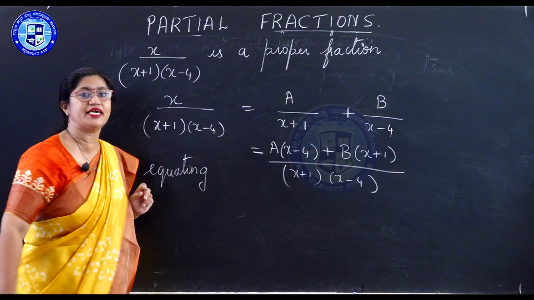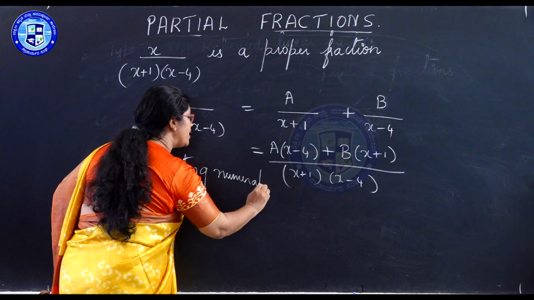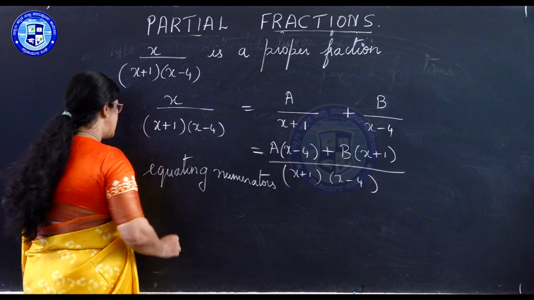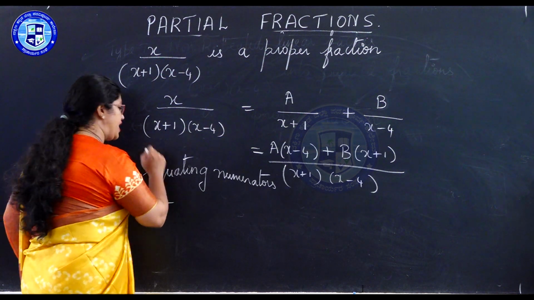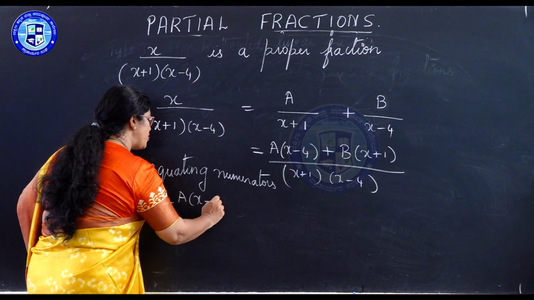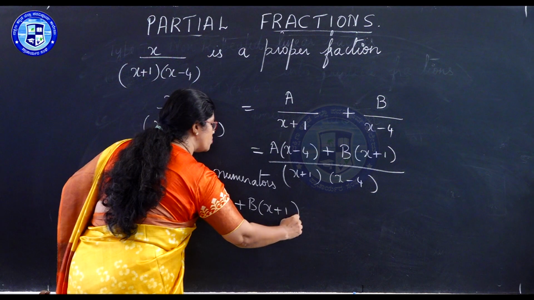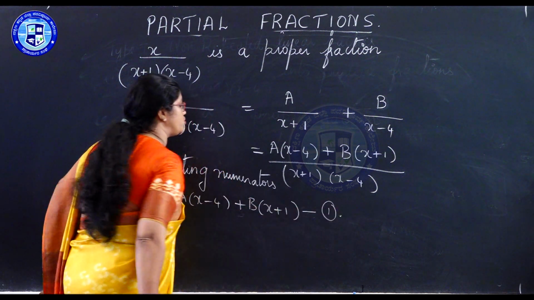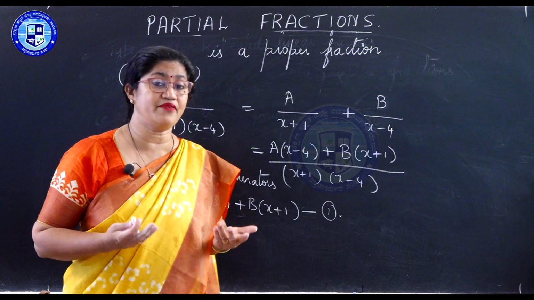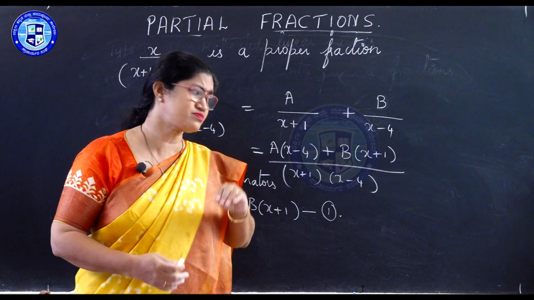What I'm doing is I'm equating the numerators. When I equate the numerators, what I am getting is left hand side is x and right hand side is a into x minus 4 plus b into x plus 1. Let's write this as equation 1. Now from here again, my work is not over. I need to get what is a and what is b.